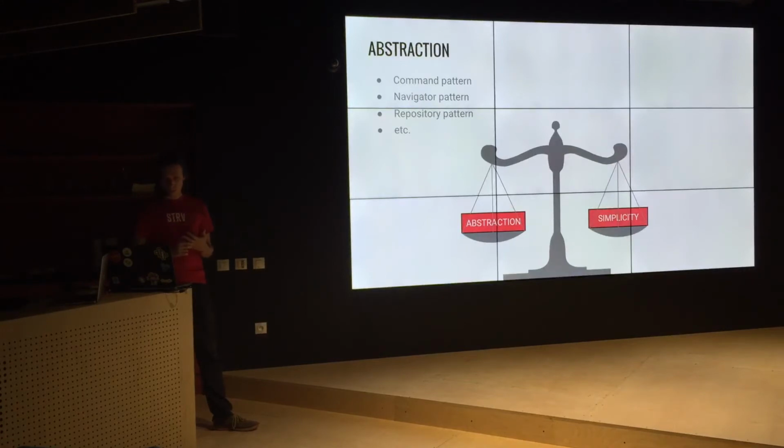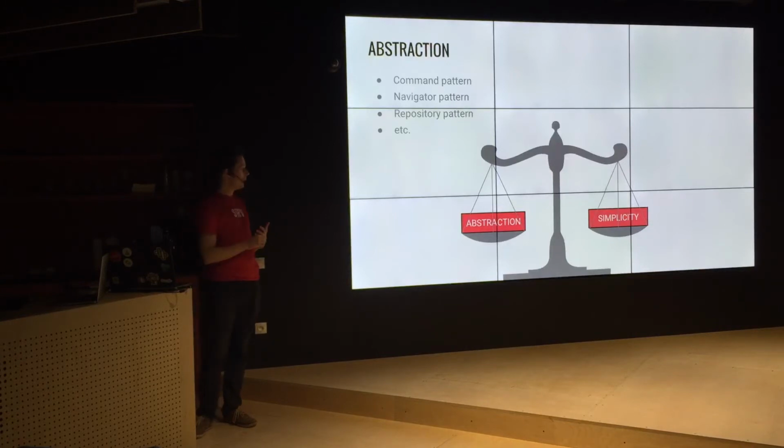Okay, now let's think about abstraction. To achieve really clean architecture, the best you can do is abstract everything. You use abstraction for everything. So for example, you can use command pattern if you want to abstract event listeners, you can use navigator pattern as an abstraction for navigating between screens. You can use repository pattern as an abstraction for some data provider, and so on.